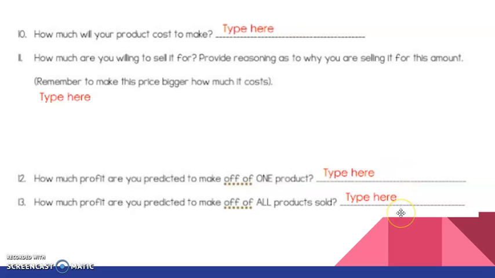For number 13, to figure out the profit of all the products sold, you're going to multiply number 12, the profit of one product, by however many products you plan on making. So I would do 70 times 5 if I'm planning to make 5 products, or 70 times 12 if I'm planning to make 12 products.